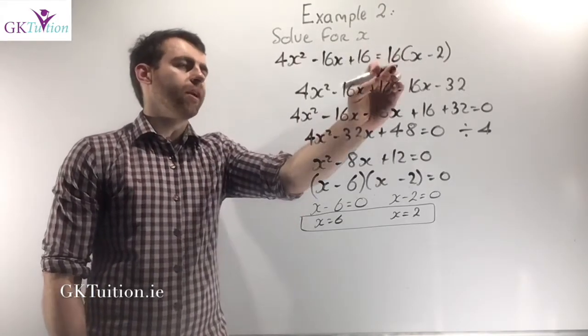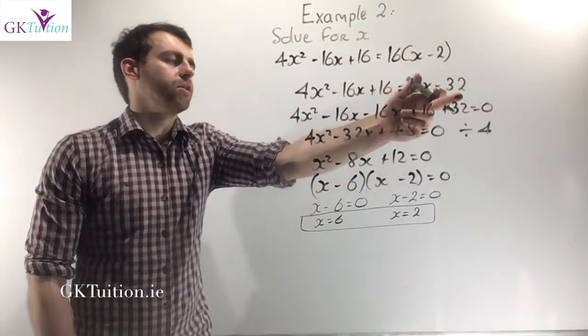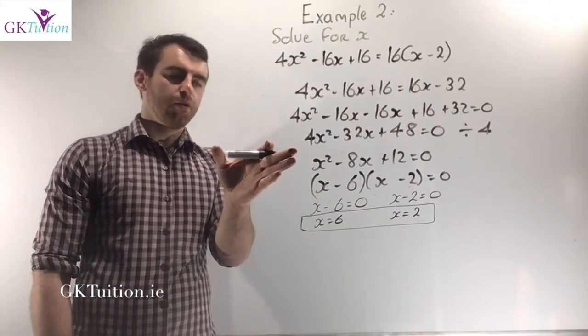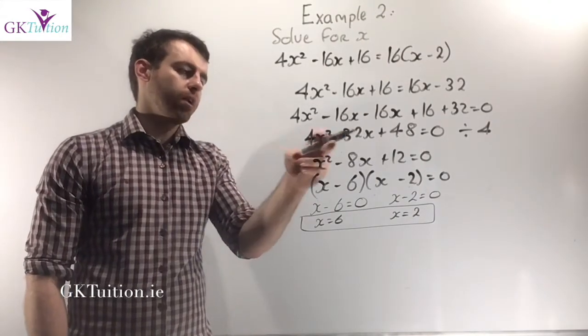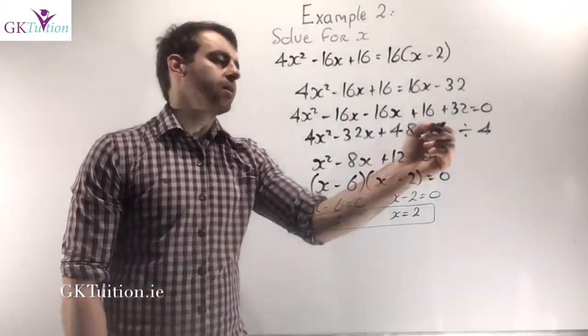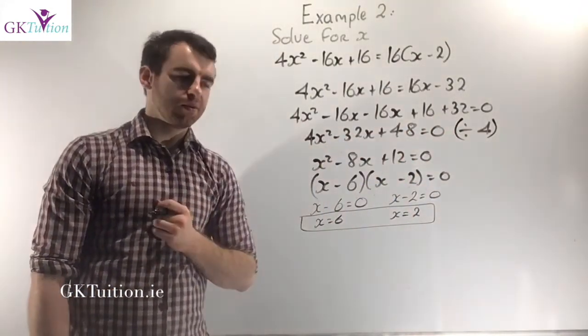I simply multiplied out the right hand side. 16 by x is 16x. 16 by minus 2 is minus 32. I moved everything to one side and wrote it in the form of a quadratic. 4x squared minus 32x plus 48 equals 0. I realized then I can divide everything by 4 and get x squared minus 8x plus 12 equals 0.